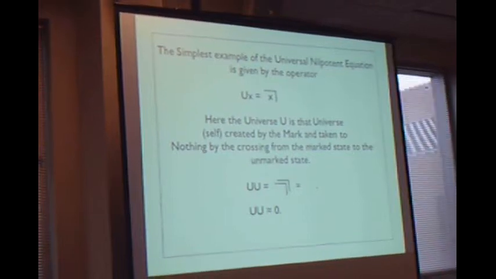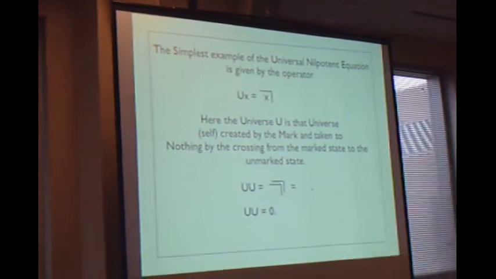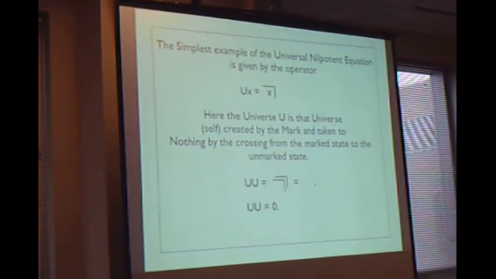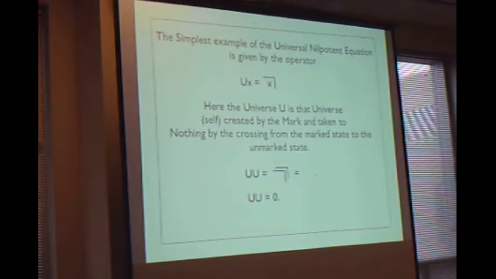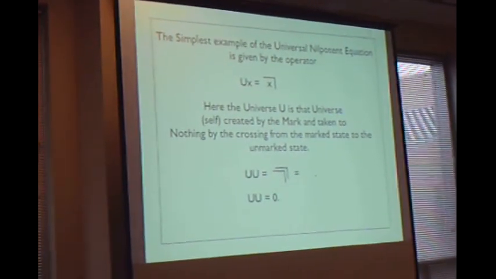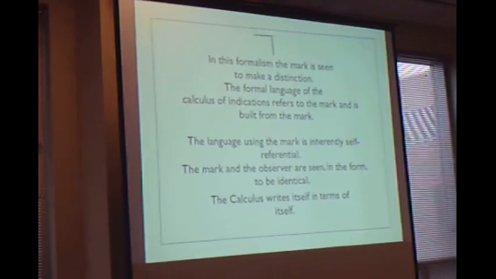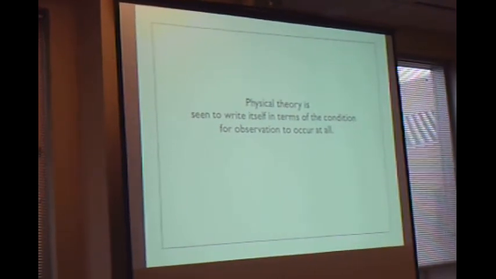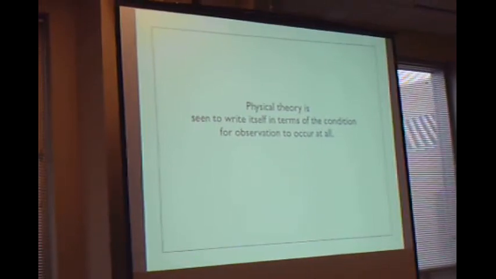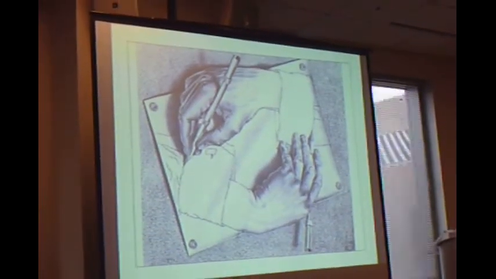And of course, another simple example is just Spencer Brown's mark itself as the operator, which will give you the simplest nilpotent that I know. And that again is not quite nonsense. That's going back to what are the properties of awareness, distinction happening right now. It's a nilpotent operator. So in this formalism, the mark makes the distinction. We've said this before. And the physical theory could be, I should say, seen to write itself in terms of the condition for observation to occur at all. Ideally, that's the way you want the physical theory to appear.